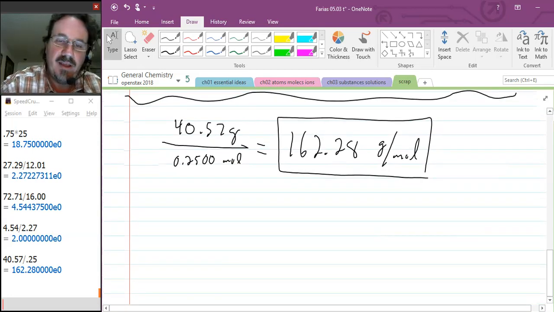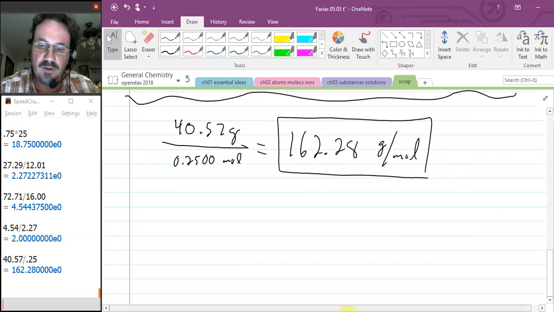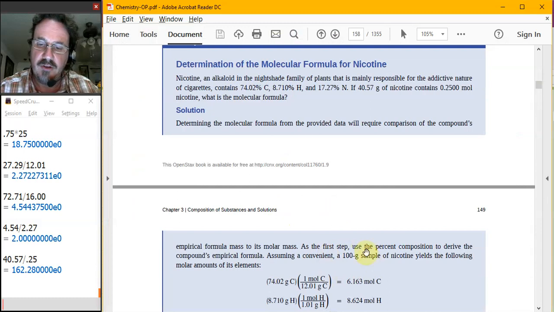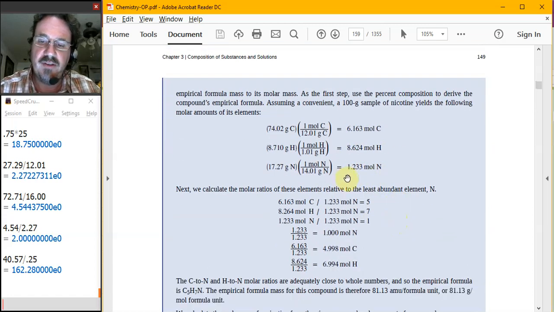Let's figure out the empirical formula. We're going to do that the same way we always do. In fact, I might just steal their solution. They do the same thing, assuming it's 100 grams, so the percents go to grams, just like I did before. They've converted them to moles: 6.163 moles of carbon, 8.624 moles of hydrogen, 1.233 moles of nitrogen. Here's the smallest number, so they're dividing everything by that smallest number.